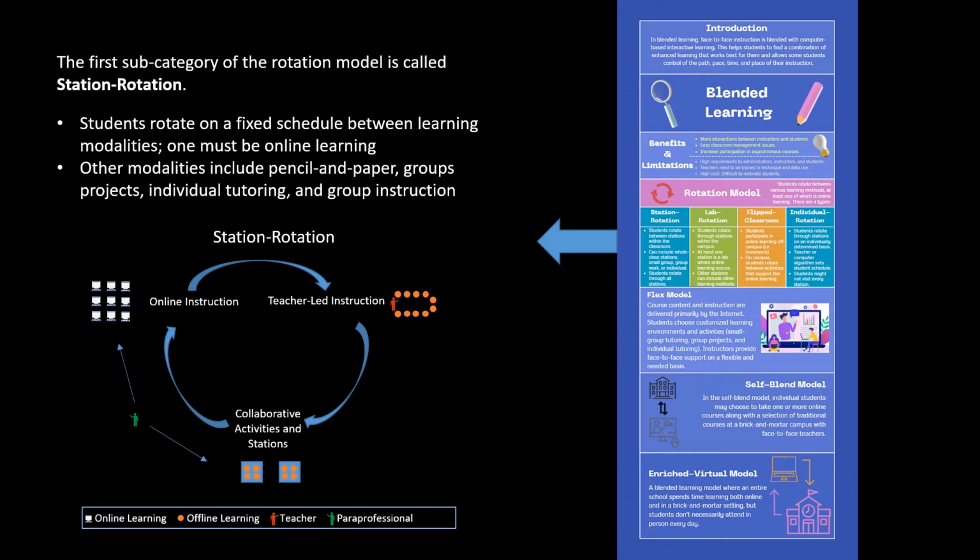The first subcategory of the rotation model is called station rotation. In this model, students rotate on a fixed schedule, or at the teacher's discretion, between learning modalities within a particular course or subject. One of the learning modalities must be online learning. Some other modalities include pencil and paper, group projects, individual tutoring, and small group or full classroom instruction.